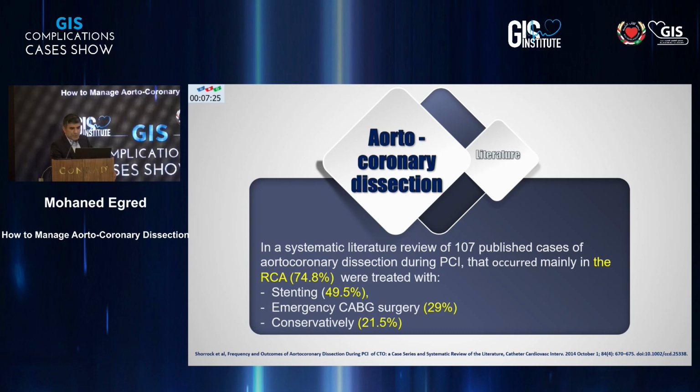In this literature review, about 50% were treated with stents, which is what all of us do right now. Emergency bypass operation was about 30%, and conservative about 20%. Now, emergency bypass operation, I can't remember the last time any patient went for surgery. And probably, because everything has advanced and we are able to treat these quickly right now, I don't know if this will apply currently, and I'll be interested to see what people think when we're discussing this.